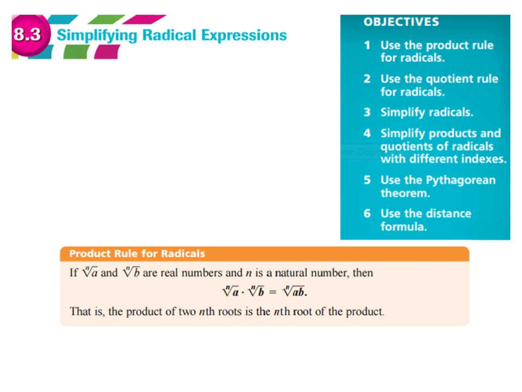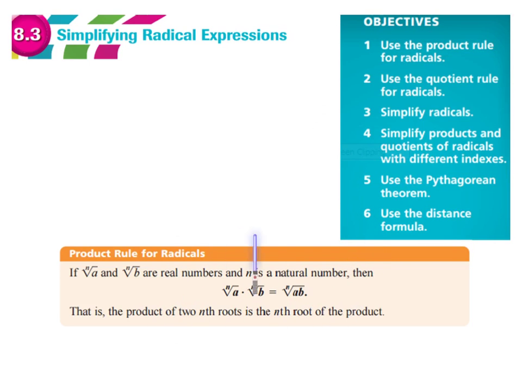So we've got several objectives over here. Use the product rule for radicals, use the quotient rule for radicals, simplify products and quotients of radicals with different indexes. We'll use the Pythagorean theorem and use the distance formula.